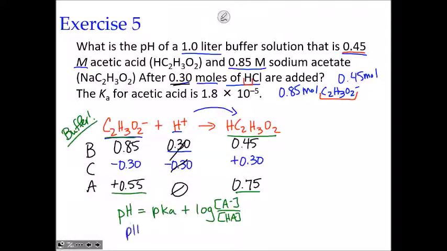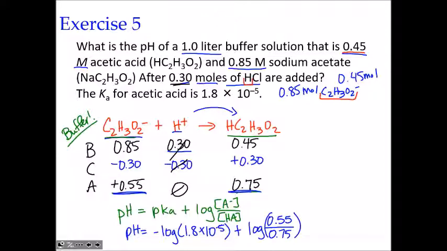So the pH equals the negative log of 1.8 times 10 to the minus 5, since that's our Ka for acetic acid, plus the log of the base. In this case, the base is over here, so that's going to be 0.55 on this side, over the acid, which is on this side, like so. And then we go in and calculate. And it appears that this is going to give us a pH of 4.61.